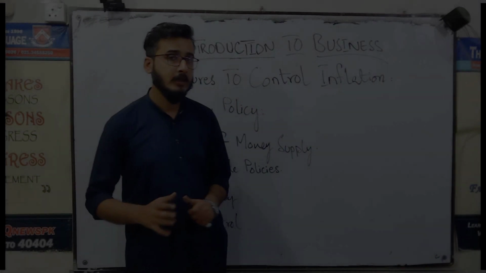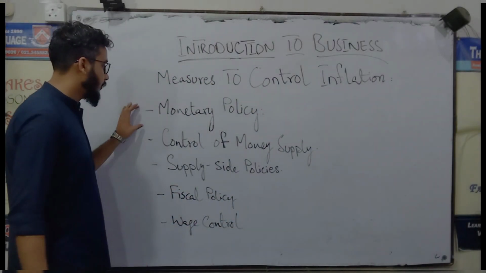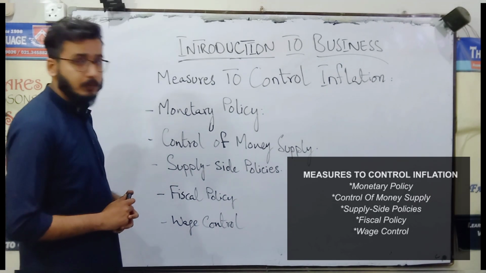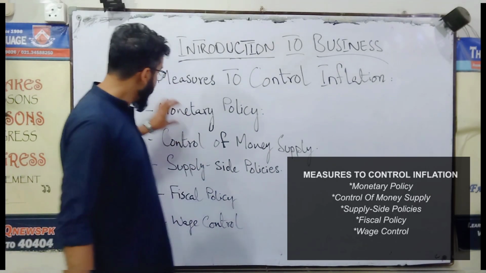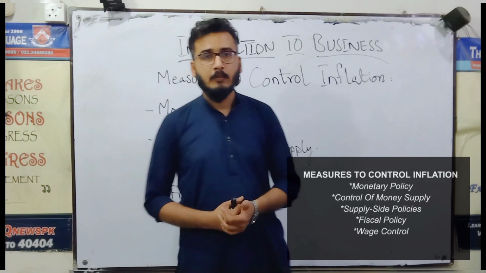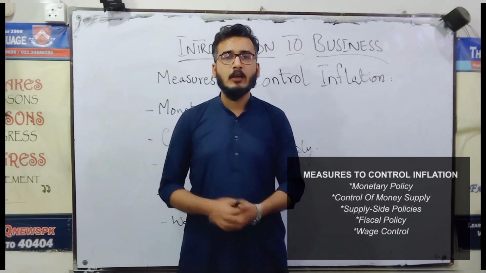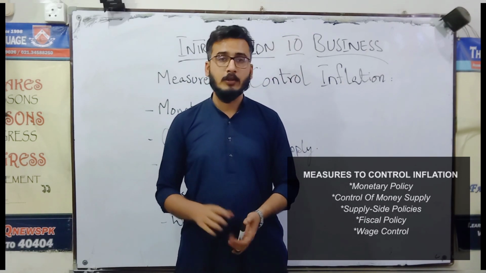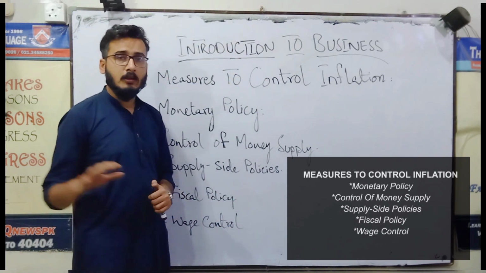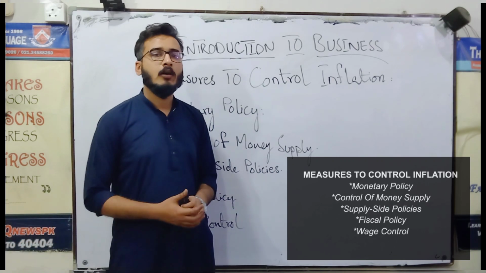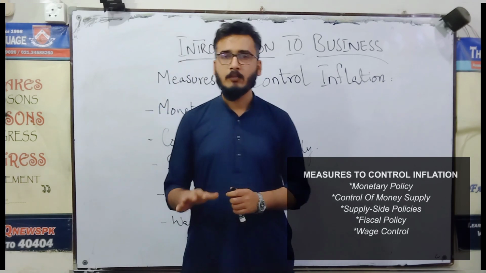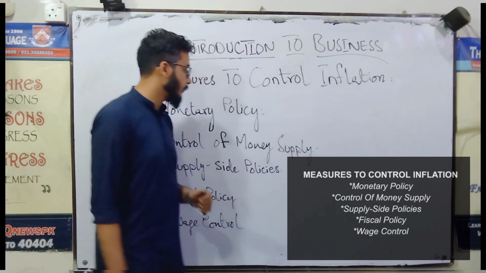Okay, now measures to control inflation. Monetary policy measures, control of money supply, supply side policies, fiscal policy and wage control. Now in monetary policy, the government increases the interest rate, which lowers the inflation as well as the economic growth. But for the time being it is important to increase the interest rate, so that the government can compromise on economic growth, but in this way the inflation can be controlled.